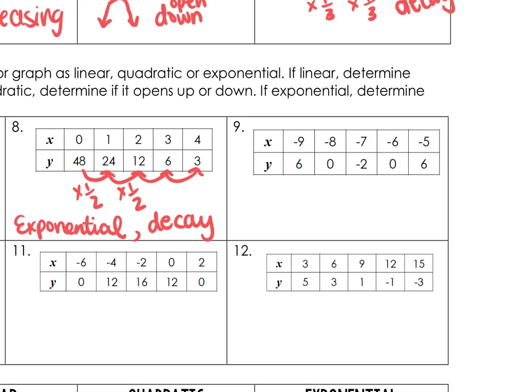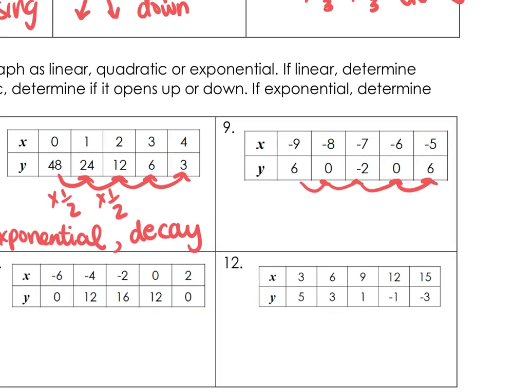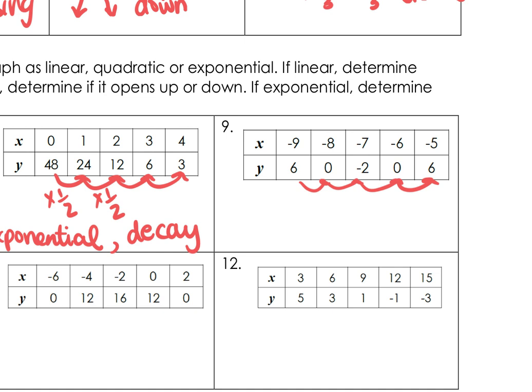Number 9. 6 to 0 to -2. And then look at this. We're back to 0 and then back to 6. So we have this number in the middle and then 2 zeros on the outside and then 2 6s on the outermost of this table that we're given. So we see these mirror image points in the y values, which tells us that it's going to be quadratic.